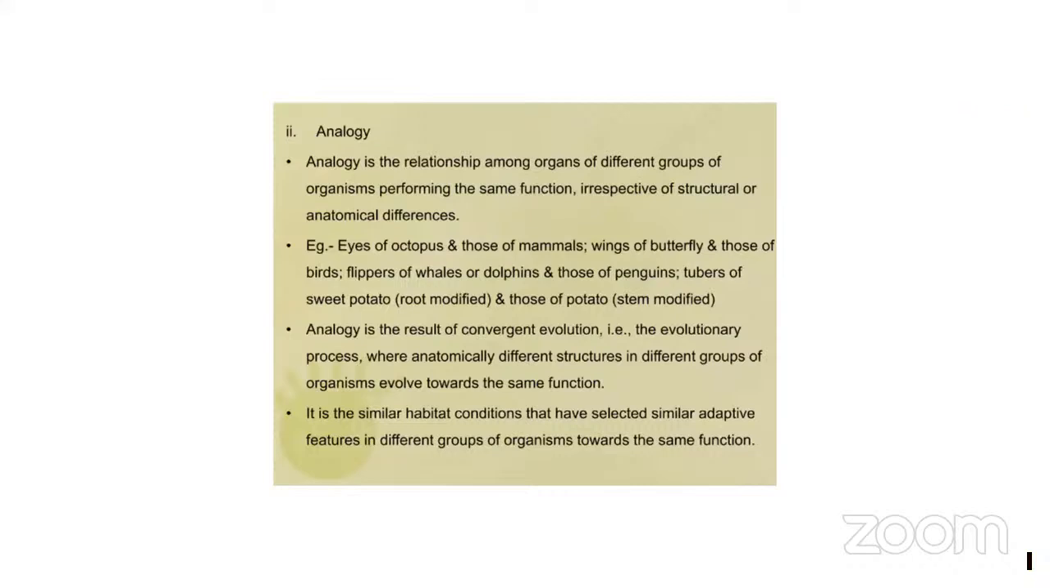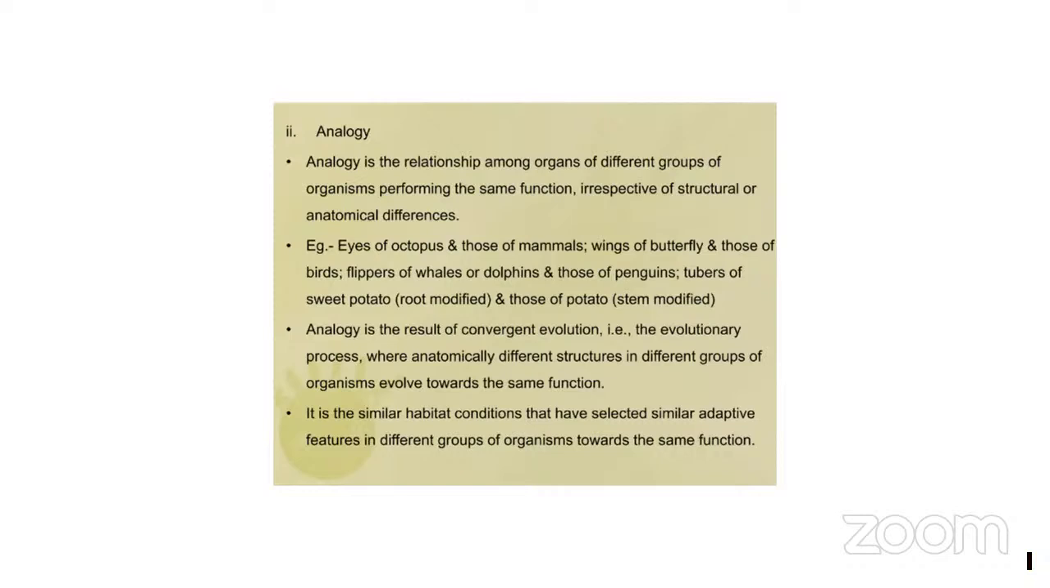Analogy. Analogy is a relationship among the organs of different groups of organisms performing the same function, irrespective of structural or anatomical differences. Example: eyes of octopus and those of mammals, wings of butterfly and those of birds, flippers of whales and dolphins and those of penguins, tubers of sweet potato (root modified) and those of potato (stem modified).